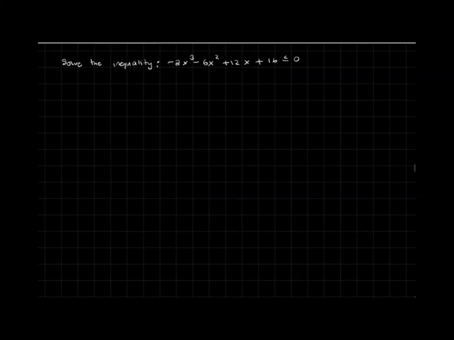Okay, let's solve the inequality: negative 2x cubed minus 6x squared plus 12x plus 16 is less than or equal to 0. The first thing you want to do to solve this inequality is factor this fully. We know that this is a third degree polynomial, a cubic equation, and in order to do this, you have to employ remainder theorem and factor theorem.